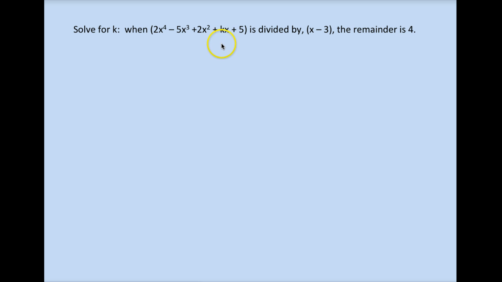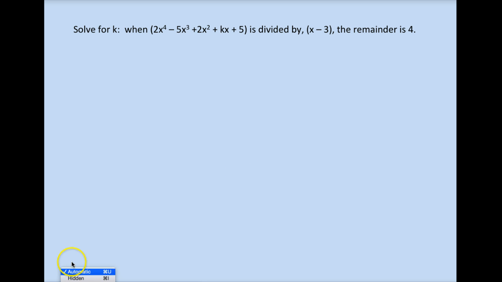All right, so some things we know: in this unit we've been studying the remainder and factor theorem. What the remainder theorem tells us is that if the remainder is 4, that means if we divide x minus 3 into this polynomial, the remainder is 4. It also means that we can use synthetic division. If we use synthetic division with x minus 3, the last value in the synthetic division will be 4. And we're going to use that fact to solve this problem.